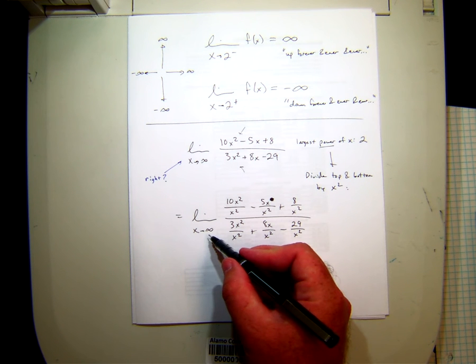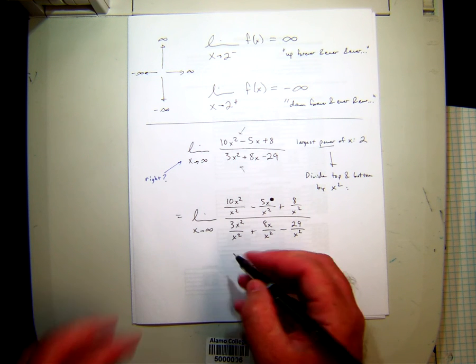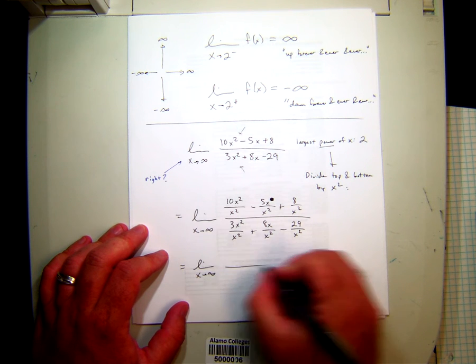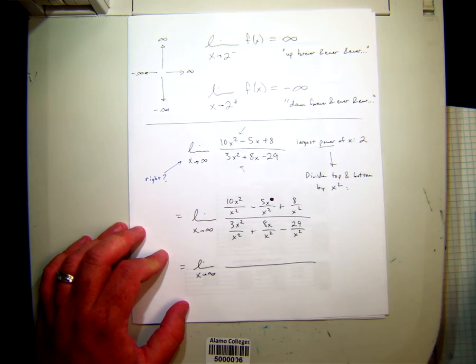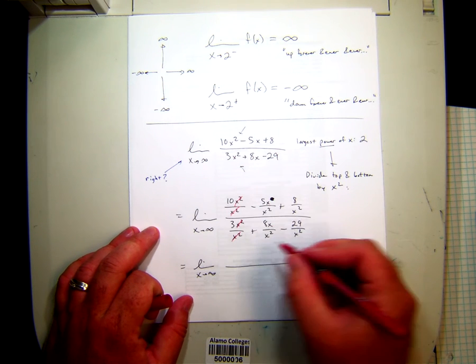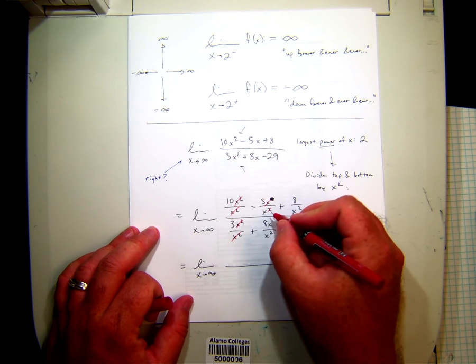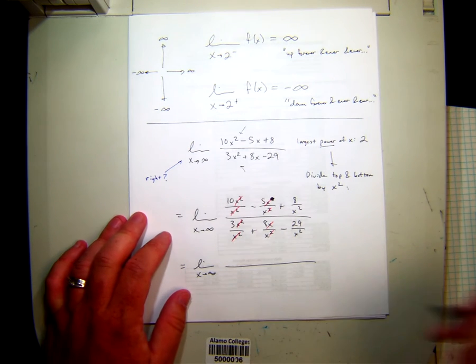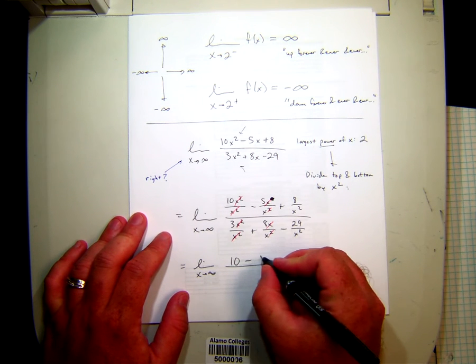We can divide by the same thing as long as we do it to everything. Now what happens as x gets really, really big? Well, we can reduce. Notice 10x squared over x squared, the x squareds cancel. Same thing with the 3x squared over x squared. 5x over x squared and 8x over x squared reduce, and we get this.